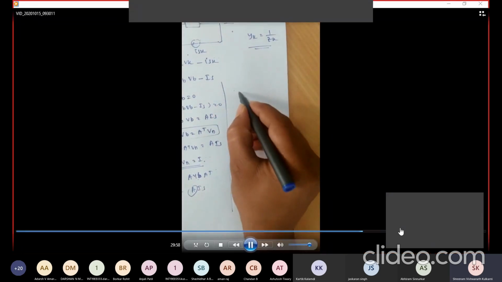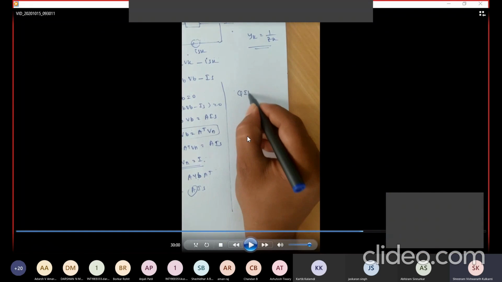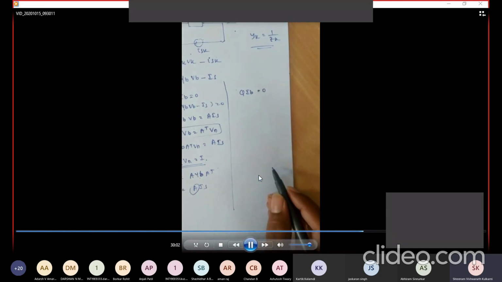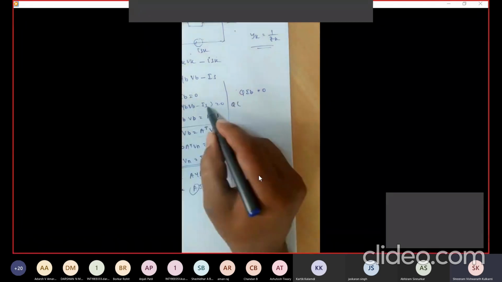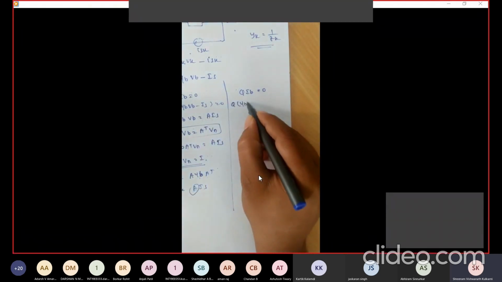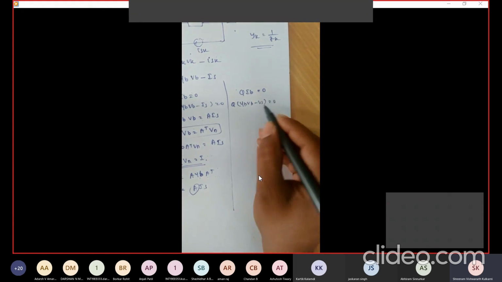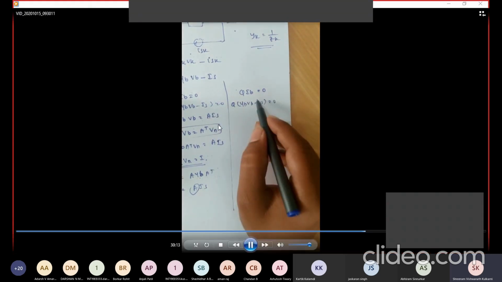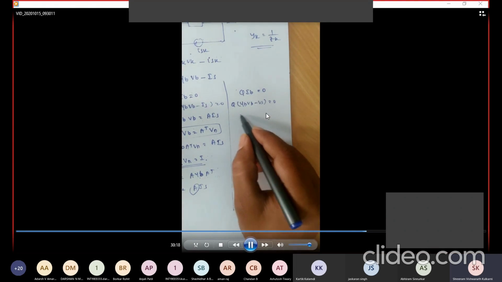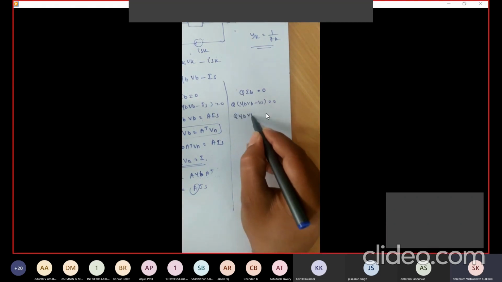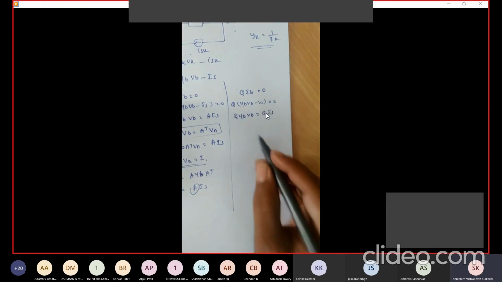See, if you attended the last class, for basic KCL equations we introduced this cut set matrix. Q IB equals 0. Then Q IB, we know YB VB minus IS equals 0. So this is IS. Yes, then Q YB VB equals Q IS.